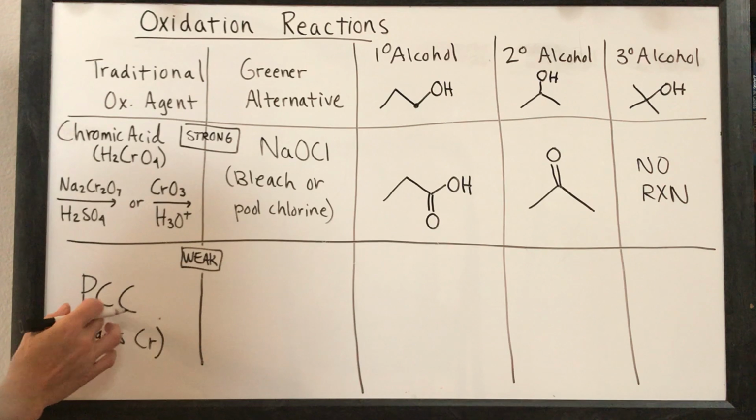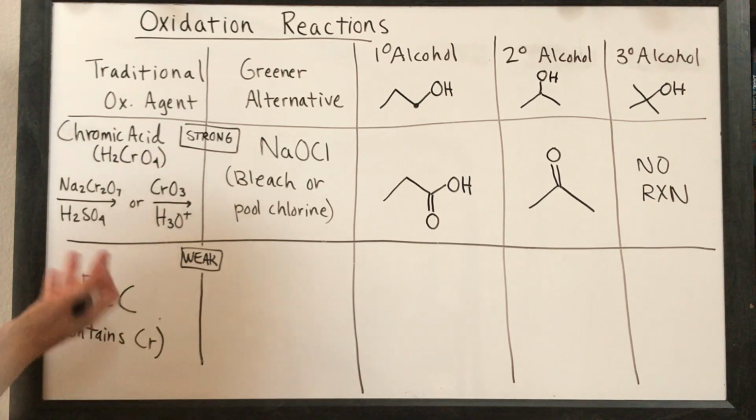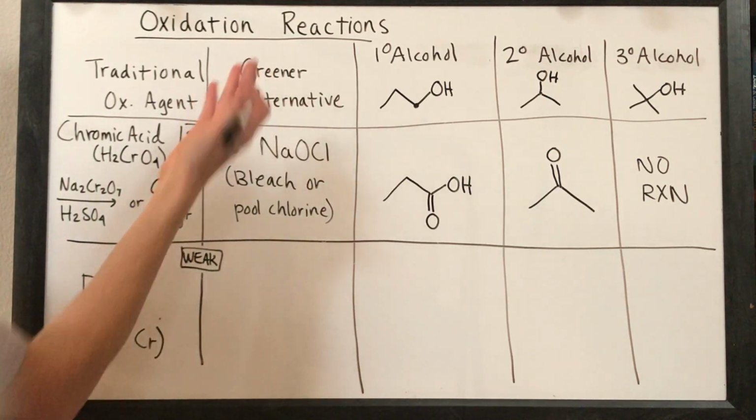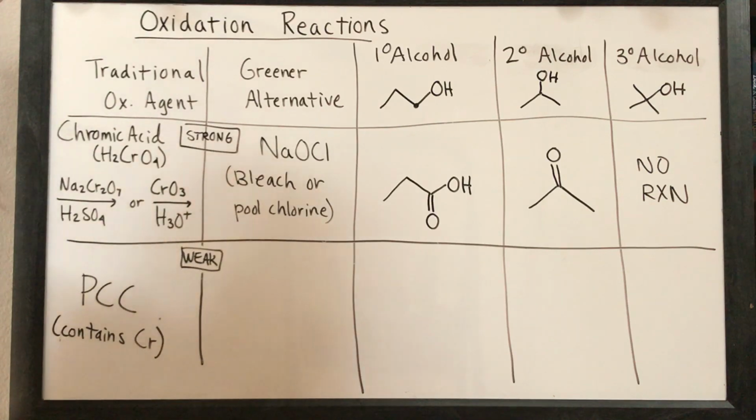But we abbreviate it PCC based on what its full name is, and if you want to look up the structure of that in your textbook, you can. If you want to do a greener version of this, greener means that it's more environmentally friendly.